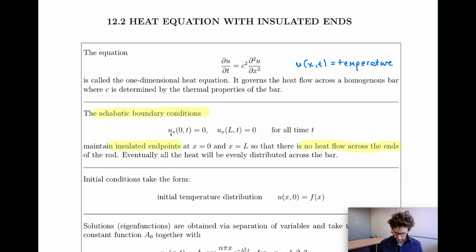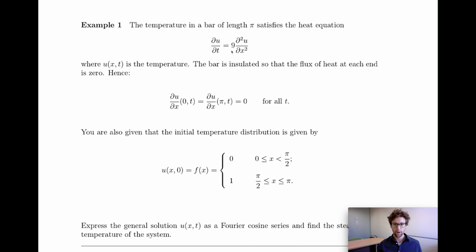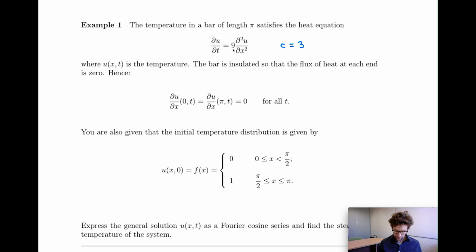So let's take a look at a problem like this with insulated endpoints. We've got the heat equation, we've got c squared is equal to 9, so c is equal to 3. And we've got boundary conditions at 0 and at pi. And again, these are insulated boundary conditions, or adiabatic boundary conditions. So they tell us that the slope of the temperature at x is equal to 0 and x is equal to pi is equal to 0. And we're also told the initial temperature distribution.